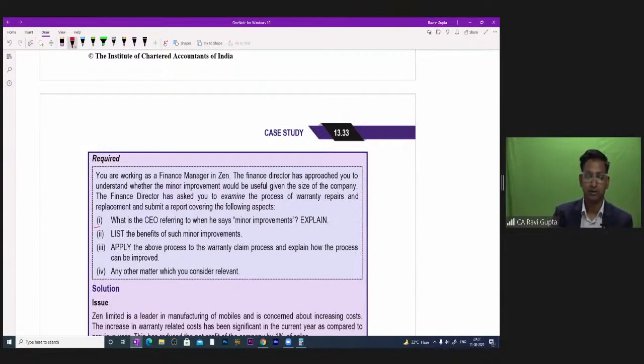Right. So you are working as a finance manager in Zen. What is the CEO referring to when he says minor improvement? Explain, and list the benefits of such minor improvements. Apply the above process to the warranty claim process and explain how the process can be improved, and any other matter which you consider relevant.